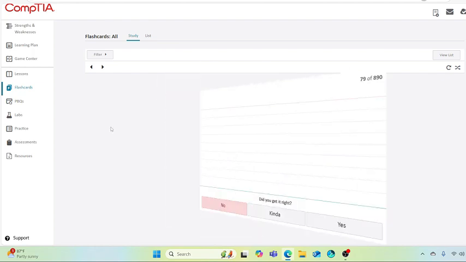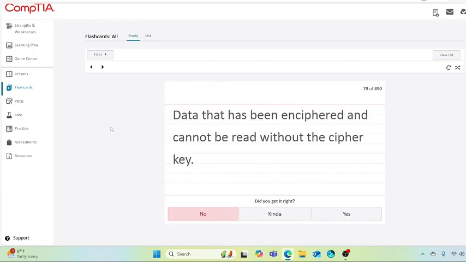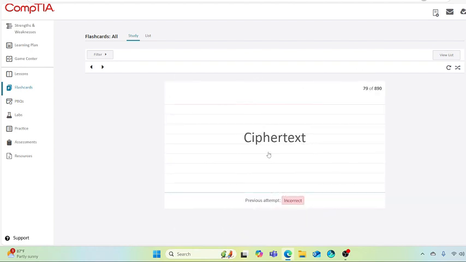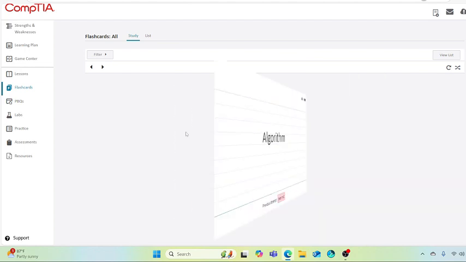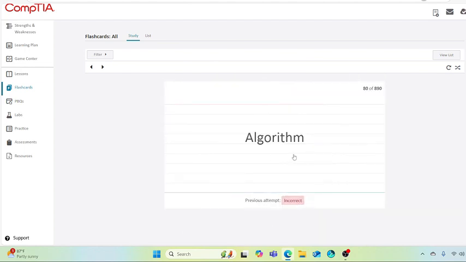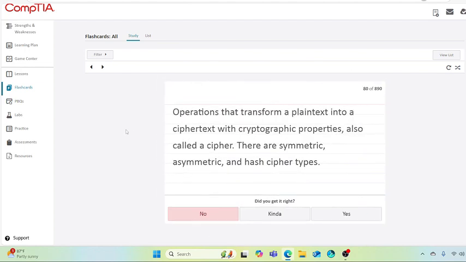Ciphertext. Data that has been enciphered and cannot be read without the cipher key. Algorithm. Operations that transform a plain text into a ciphertext with cryptographic properties, also called a cipher. There are symmetric, asymmetric, and hash cipher types.